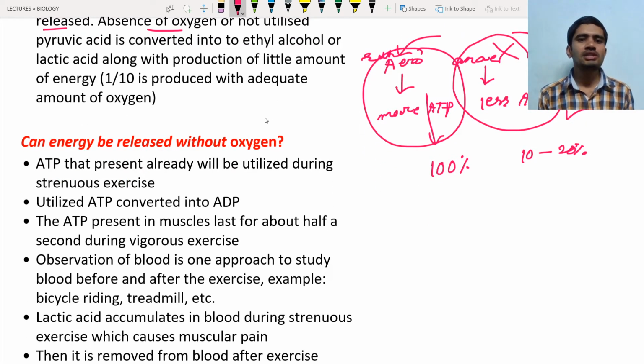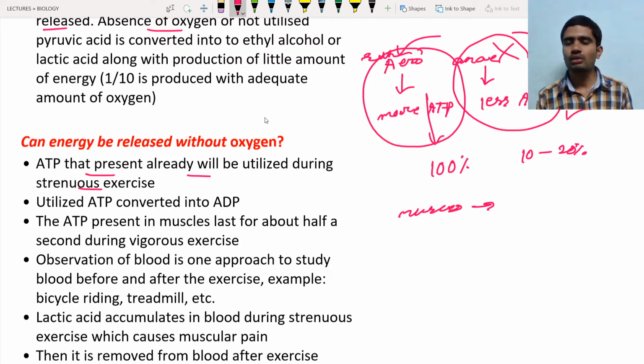Can energy be released without oxygen? The ATP that is already present will be utilized in strenuous exercise. For example, if you are doing exercise, the ATP will be very less. The energy present in the muscles will already have been utilized, and hence there is less ATP, and the muscles are going to do anaerobic respiration. So in anaerobic respiration, less energy will be produced.